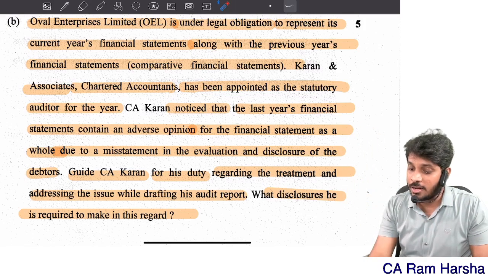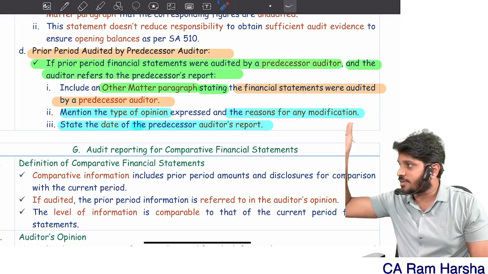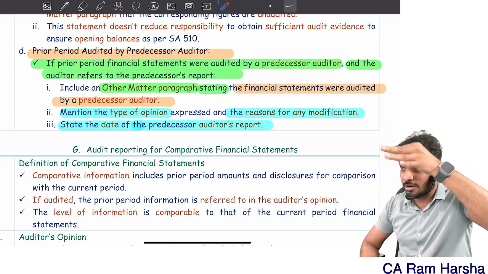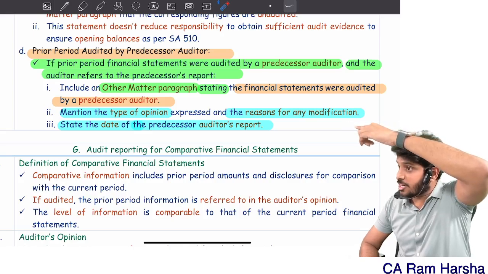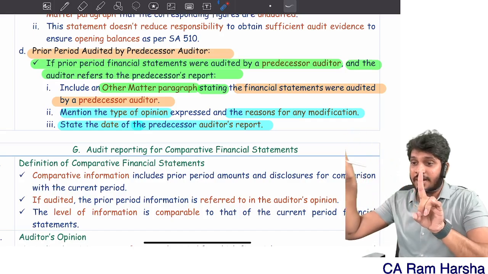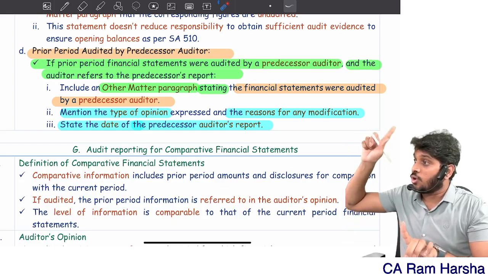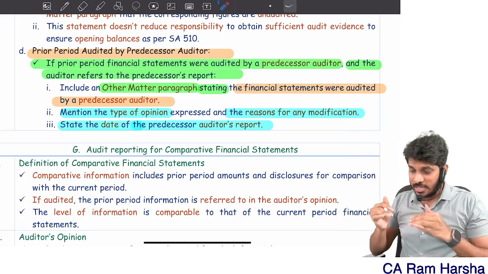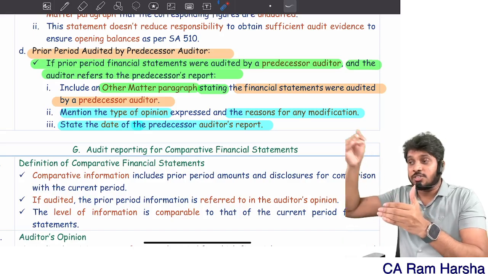So how will I tell it in the answer? I will put a heading: SA 710, comparative information, corresponding figures, comparative financial statements. Point number 1, as per SA 710, if prior period financial statements were audited by a predecessor auditor, then the current year auditor shall give an opinion in the current year audit report and include the predecessor auditor's report information. Point number 1, the fact that previous year financials were audited by a predecessor auditor. Point number 2, the predecessor auditor gave an adverse opinion due to material misstatements in debtors. Point number 3, the date of the predecessor auditor's report. So in the given case, Current and Associates were appointed as auditor for the current period, which indicates that the predecessor auditor is different.